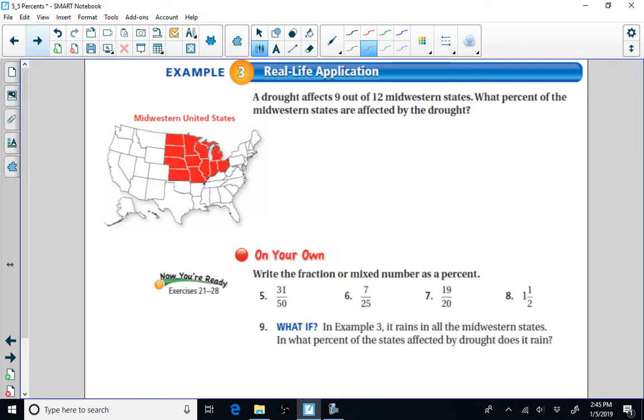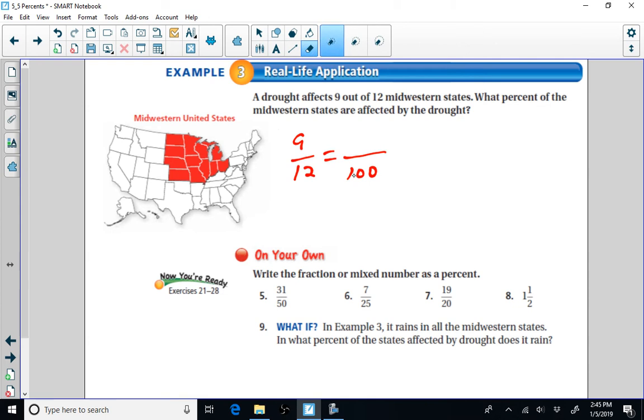Alright, let's try another example. 9 out of 12. A drought affects 9 out of 12 Midwestern states. What percent of the Midwestern states are affected by the drought? Well, first we start with the fraction 9 out of 12. And I would like to make an equivalent fraction with a denominator of 100. But I can't. Right? There's no direct factor, no whole number that I can multiply 12 by to get to 100.